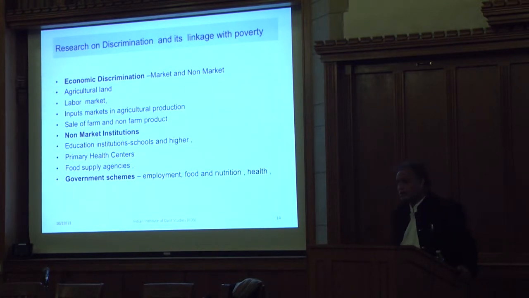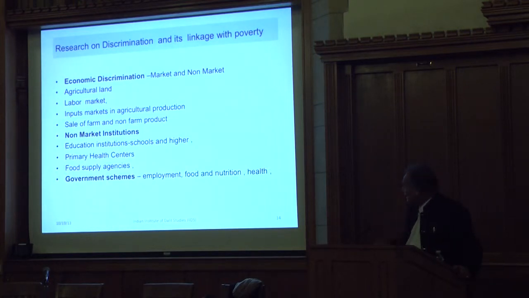Now, a similar story is in non-market institutions, that is the education institutions, school and higher education, primary health centers, and the agency which supplies food at a cheap rate. In all three of these institutions, we discovered that they face discriminatory access.